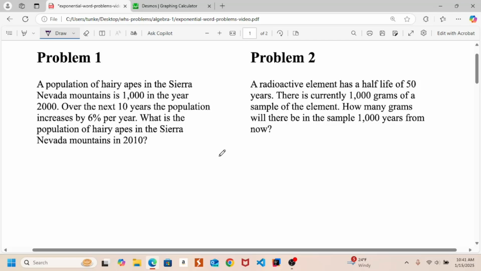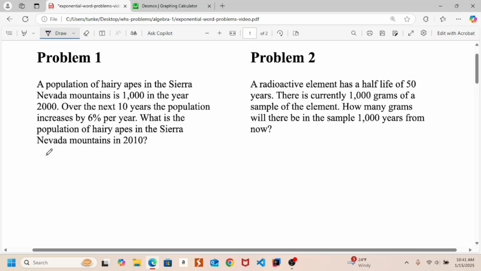Problem one reads, a population of hairy apes in the Sierra Nevada mountains is 1,000 in the year 2000. Over the next 10 years, the population increases by 6% per year. What is the population of hairy apes in the Sierra Nevada mountains in 2010?